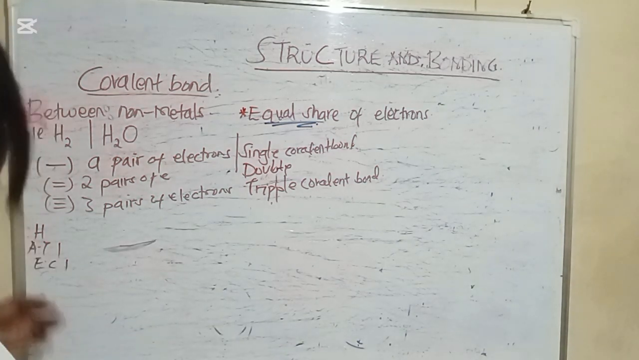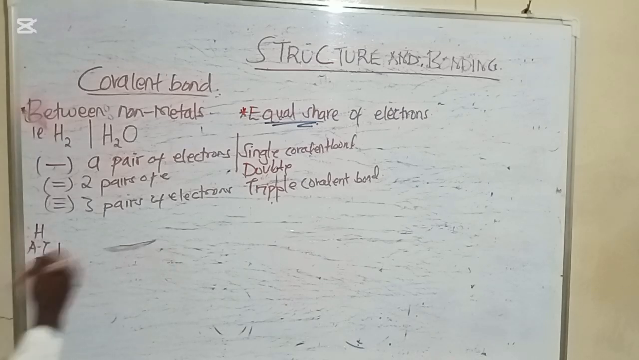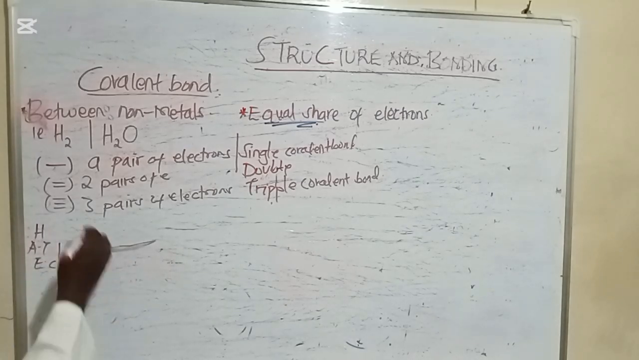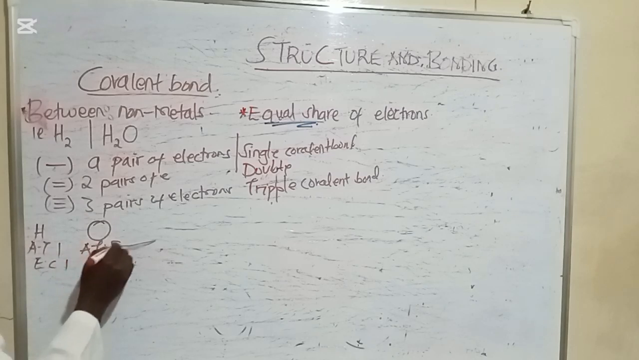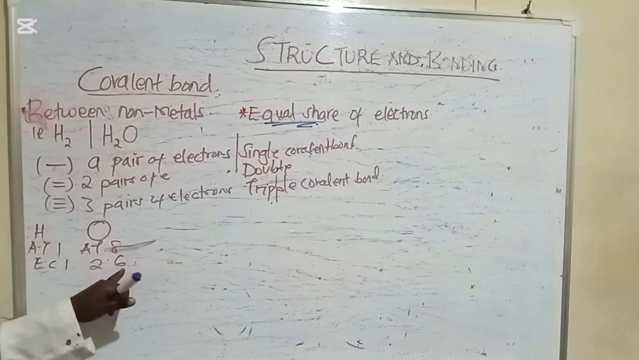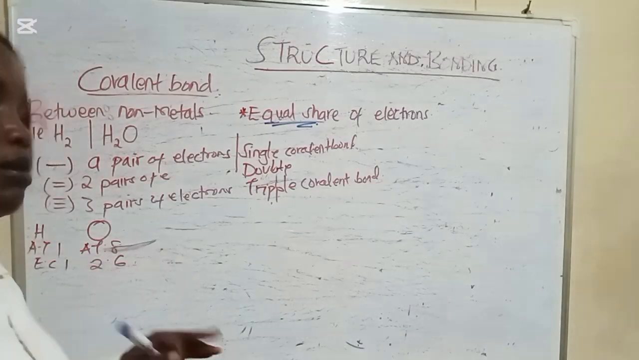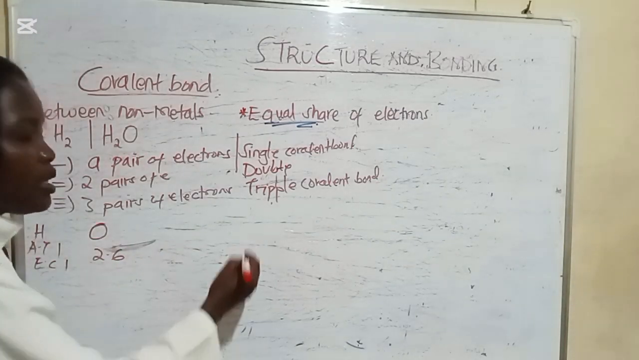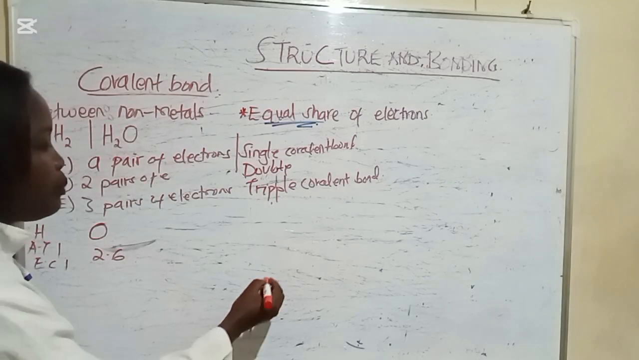For water, the electron configuration of hydrogen is 1, so the outermost energy level is 1. When you come to oxygen, the atomic number of oxygen is what? 8, so the configuration is 2:6. This means that oxygen needs how many electrons to be stable? 2. So this is the structure of our water molecule.